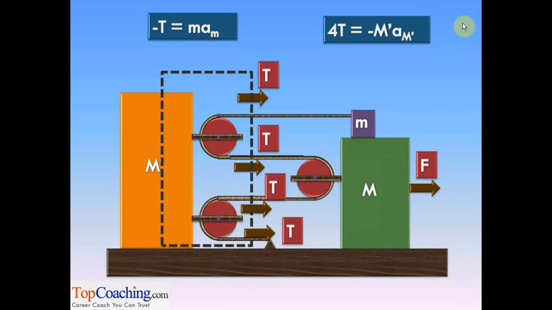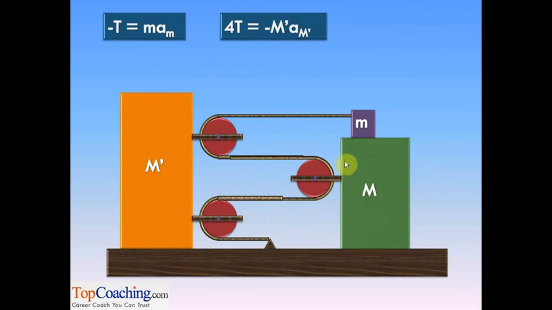Understood? Again, in this case also, I have written minus m dash into am dash because I have assumed that am dash is towards the left. Understood? So you can write 4T equal to m dash into am dash also, where am dash is the acceleration of the block m dash. But in that case, you will have to assume that am dash is towards the right. Understood? In this case, I have specifically assumed that am dash is towards the left. So we have these 2 particular equations here.